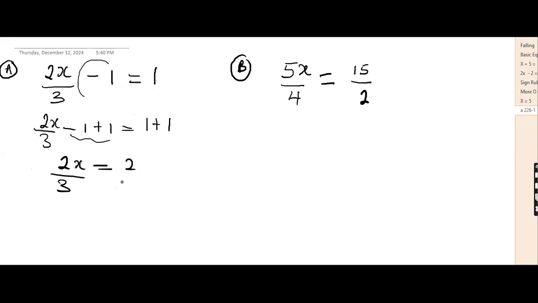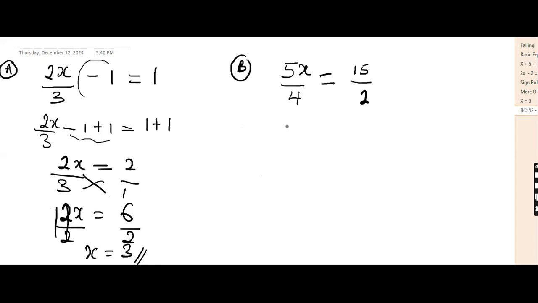The next thing we have to do in a case like this is to cross multiply, which we did in our previous lesson. So 2x times 1 is going to give us 2x, and 3 times 2 is going to give us 6. As you can see, we will divide both sides by the coefficient of 2 because we are looking for the value of x. That gives us x equal to 3. So that's the first one.